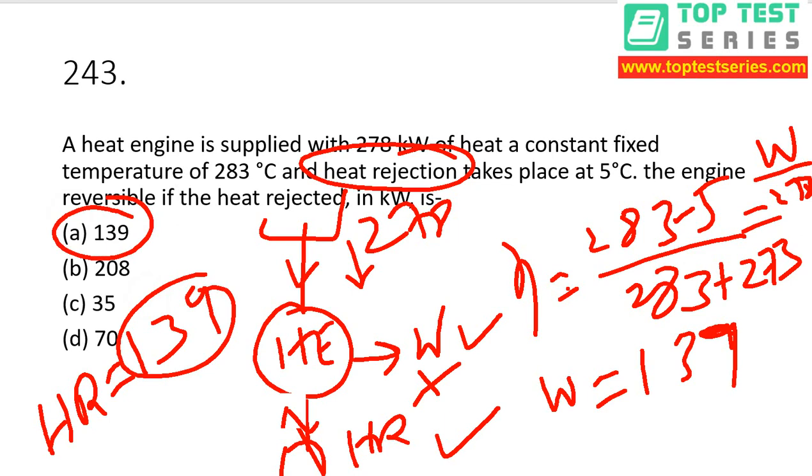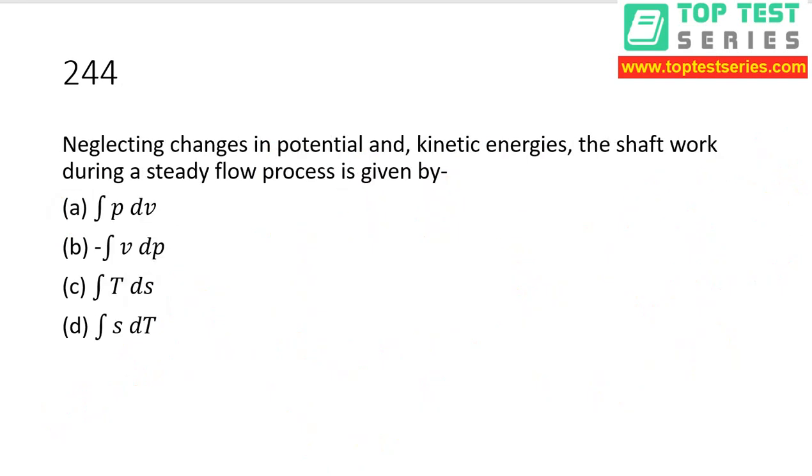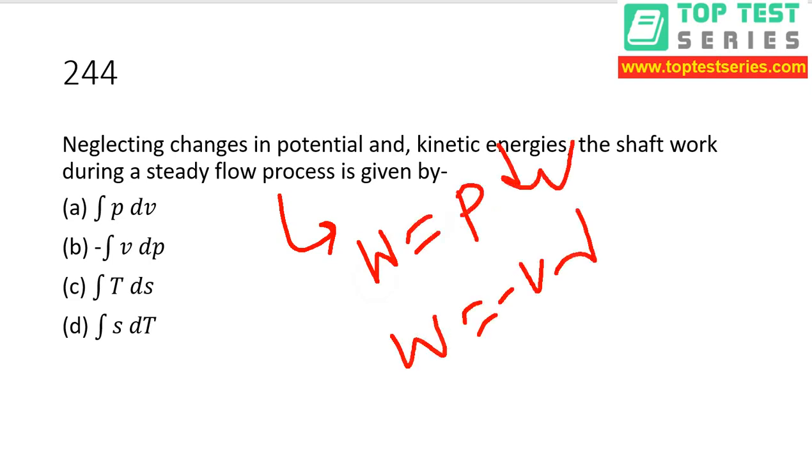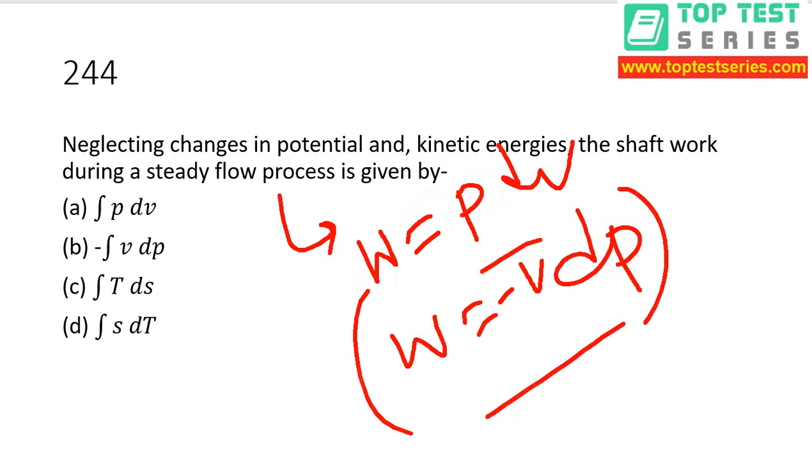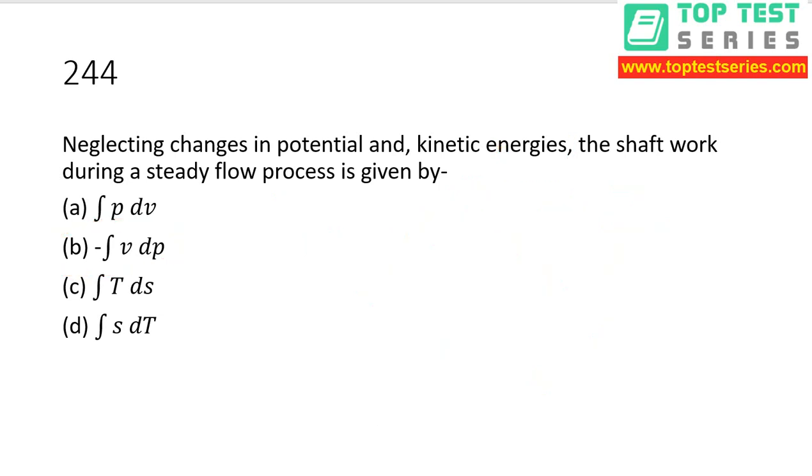Now guys, let's move on to the next question. Question number 244. Neglecting changes in potential and kinetic energies, the shaft work during a steady flow process is given by, right? That is very, very important, my dear. There are two processes: one is closed, another is steady flow process, that is open. In a closed process, work done is equal to PdV. And in case of open, work done is equal to minus VdP. Here, steady flow means open system process, right? So in that case, option B is the correct answer for this question.